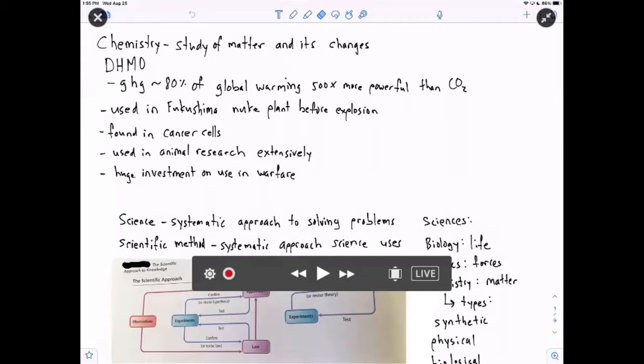In chemistry, you study matter. Before I get into that, has anyone heard of dihydrogen monoxide? It is a very powerful greenhouse gas. It's slated to cause 80% of global warming. It is 500 times as powerful as CO2 when it comes to its greenhouse gas abilities. They use it in Fukushima. They find it in cancer cells. Animal research uses it. And there's a huge investment in its use in warfare that many people don't know about.